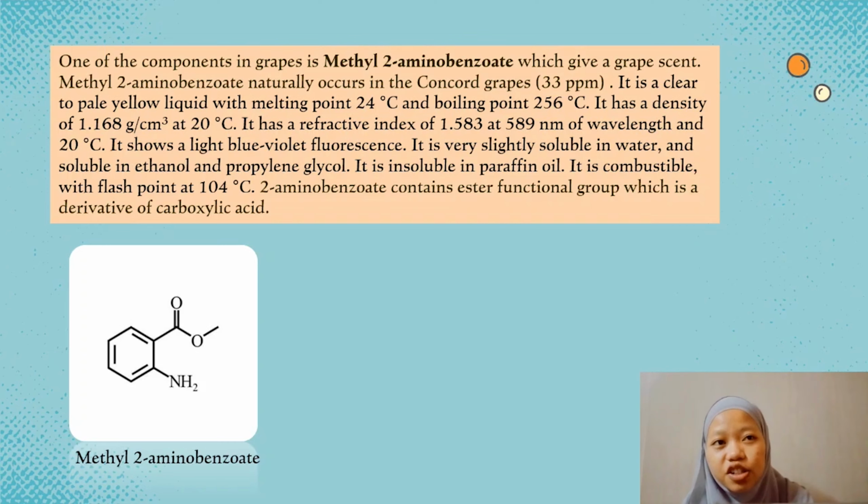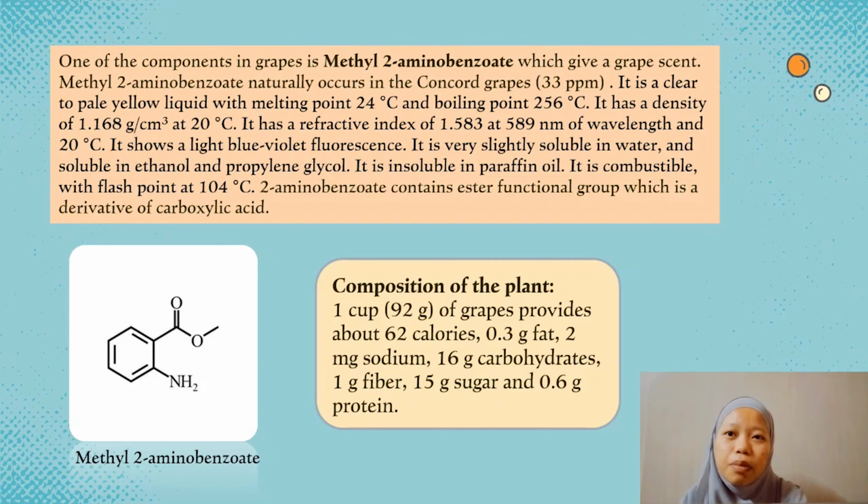1 cup of grapes, we can assume that it is about 92 gram. So in a cup of grapes, they can provide about 62 calories, 0.3 gram of fat, 2 milligram of sodium, 16 gram of carbohydrates, 1 gram of fiber, 15 gram of sugar, and 0.6 gram of protein. So in the slide is shown a diagram of methyl 2-aminobenzoate.